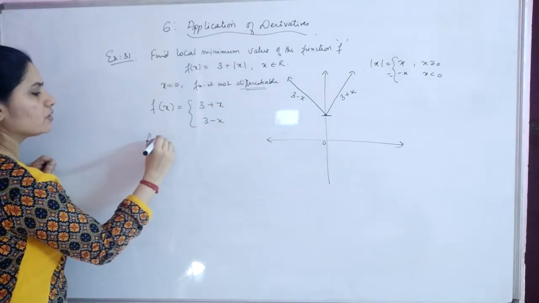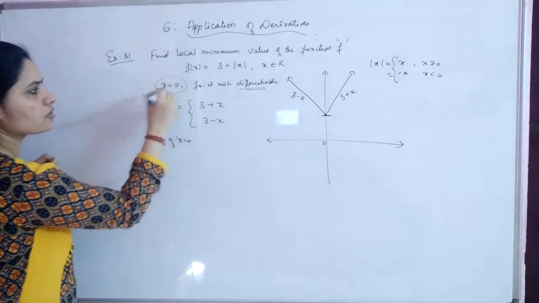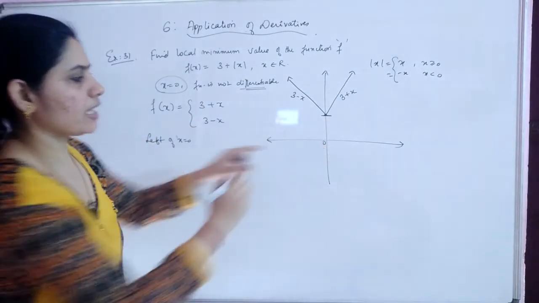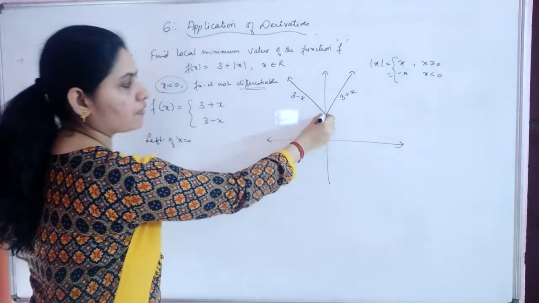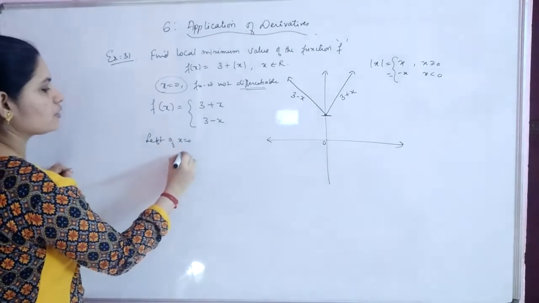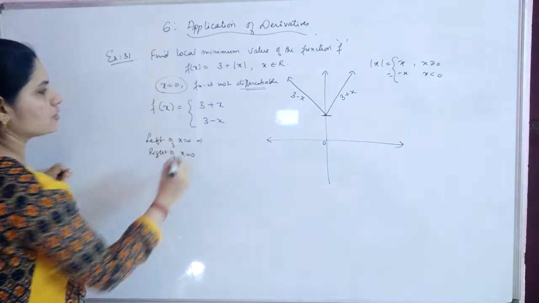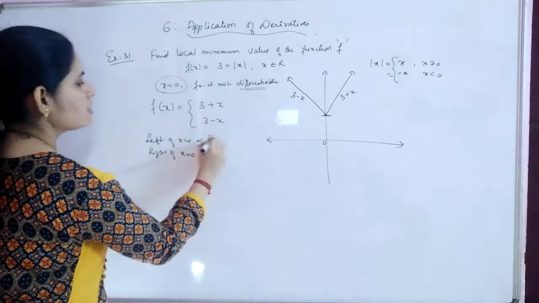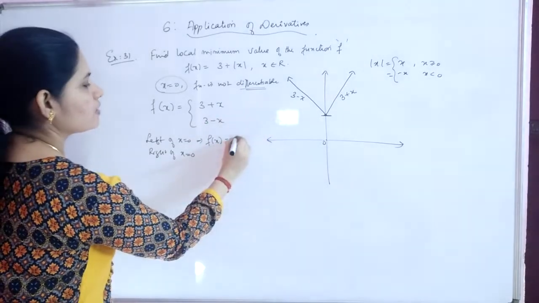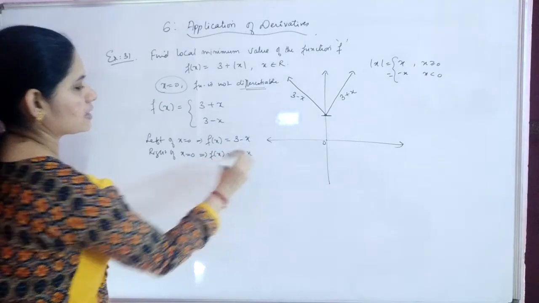So x equal to 0 is the critical point. There is a change here: when your x value is 0, there is a change in the graph, and the y value is 3. So we check what happens to the left of 0 and to the right of 0. To the left of 0, the function value is 3 minus x, and to the right of 0, the function value is 3 plus x.